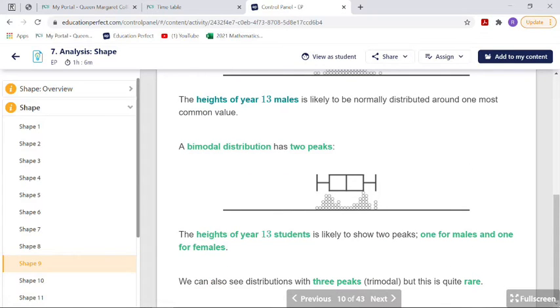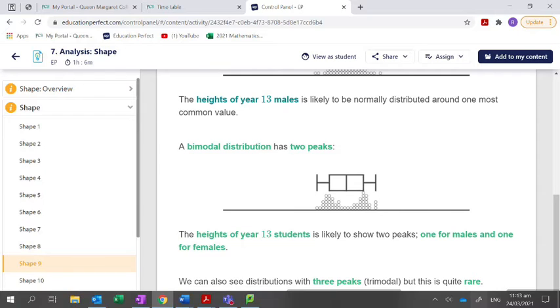This one is bimodal because we're looking at year 13 students, and one of them is for males and one for females. Which one do you think is which? The males are the taller ones, the females here probably, yeah? For year 13s. All right? And then there's a little group in the middle that overlap.